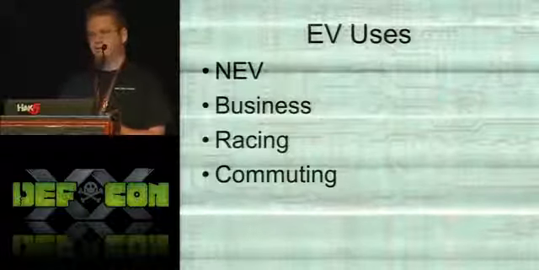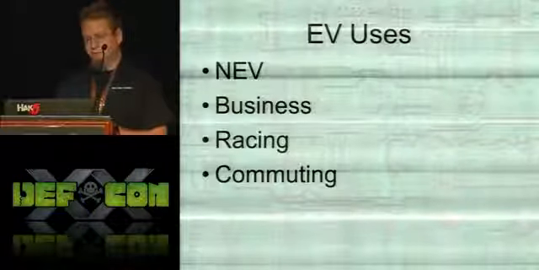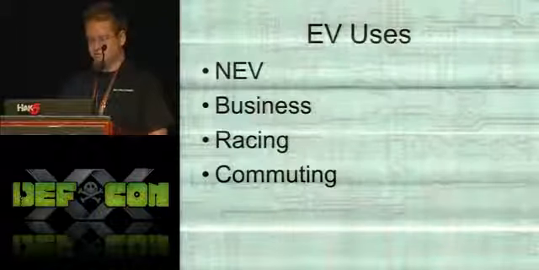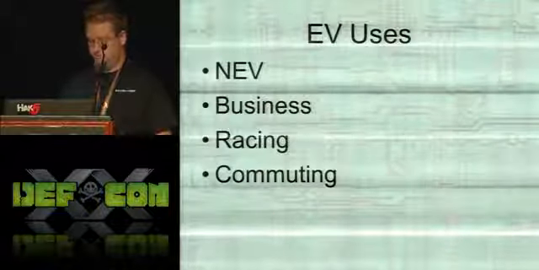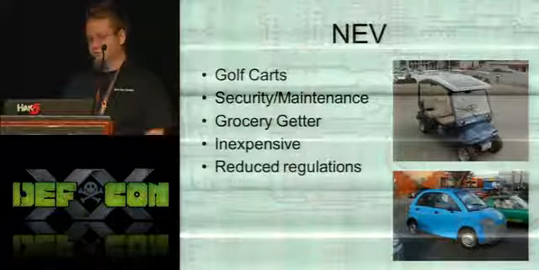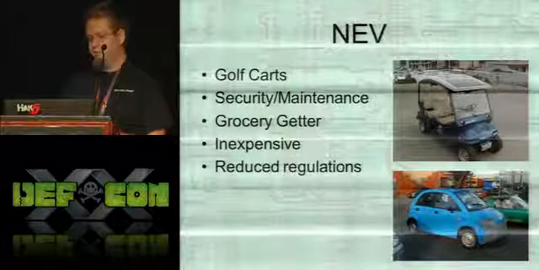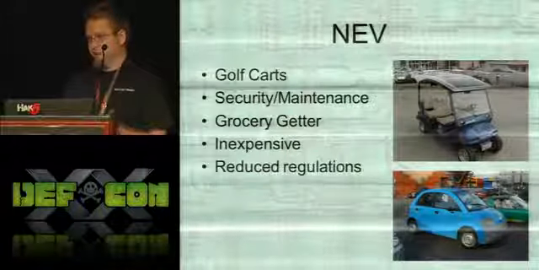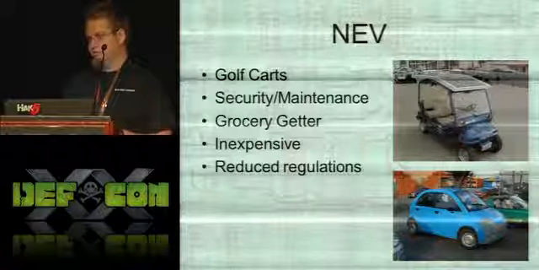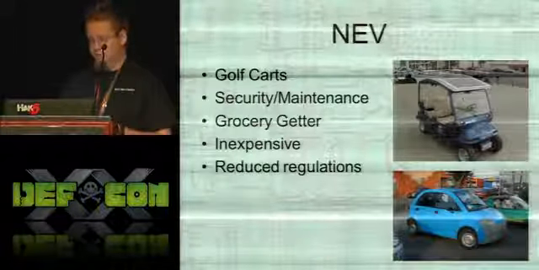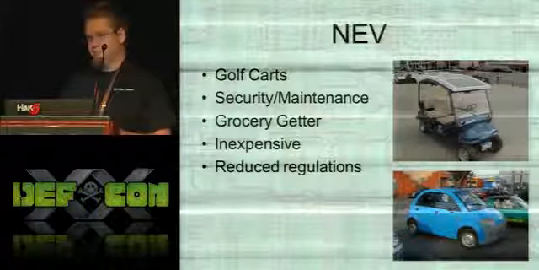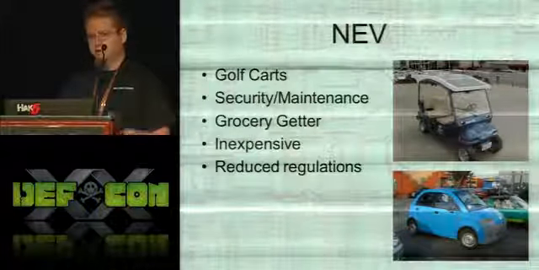So EV uses, there's lots of different things people use them for. One popular is neighborhood electric vehicles. There's business that's starting to use them a lot. They're used in racing, and my favorite, commuting. Neighborhood electrics, everyone's familiar with golf carts. Also, they're very popular for security and maintenance vehicles because they're quieter and there's no emissions, things like that. People use them for grocery getters, just running errands around town. This is because a low-speed car is very cheap to build, and there's often cheaper maintenance.